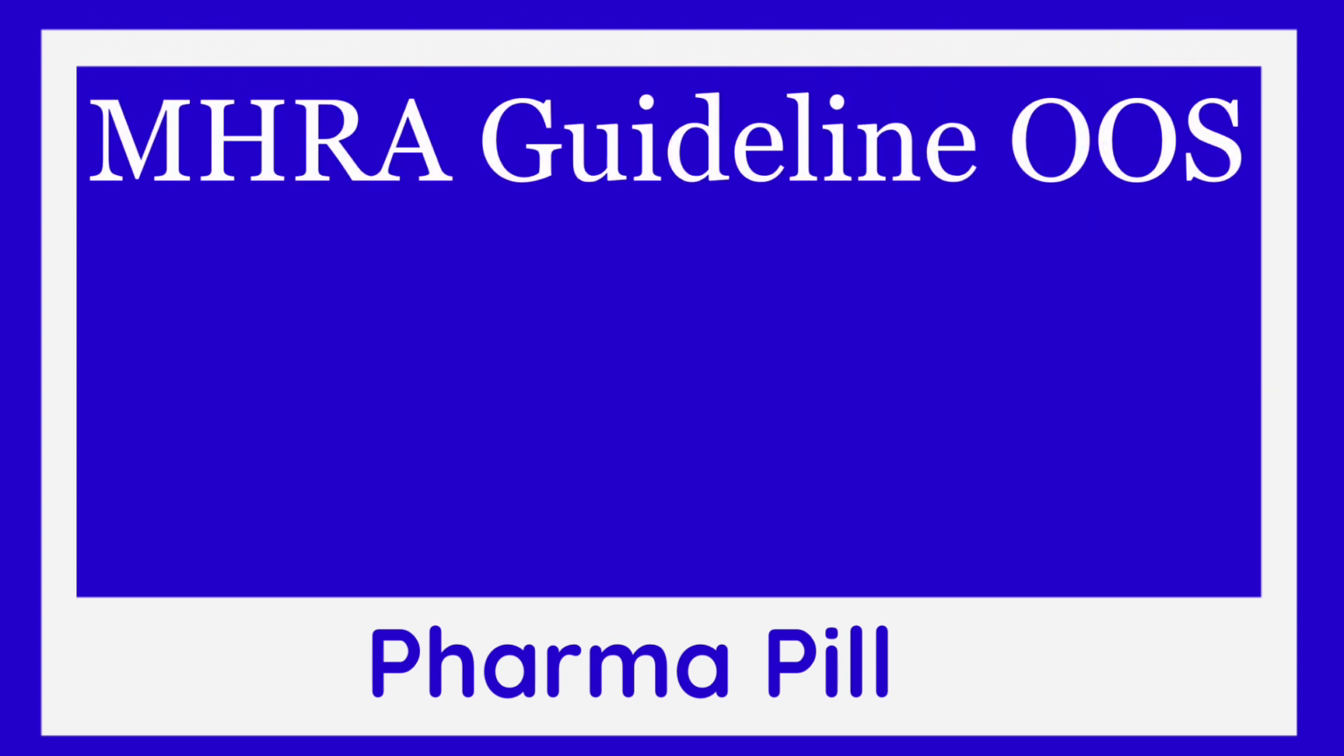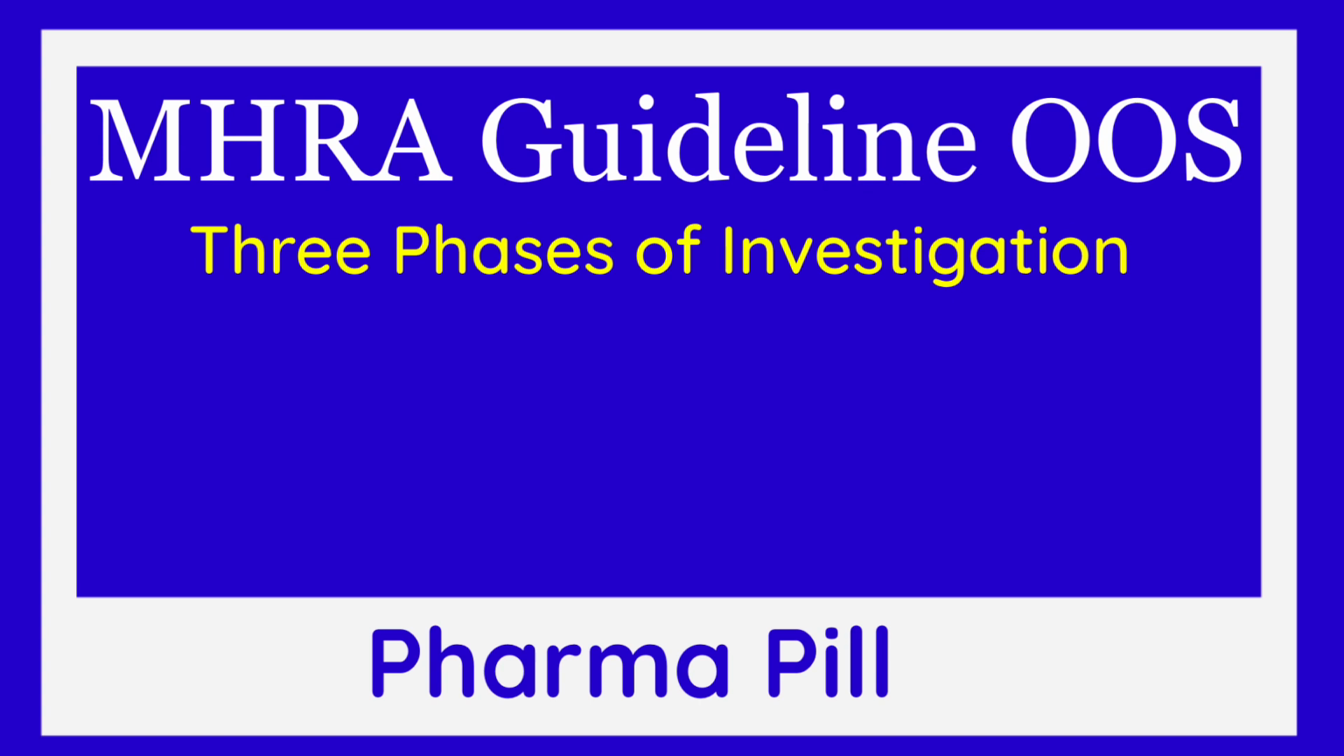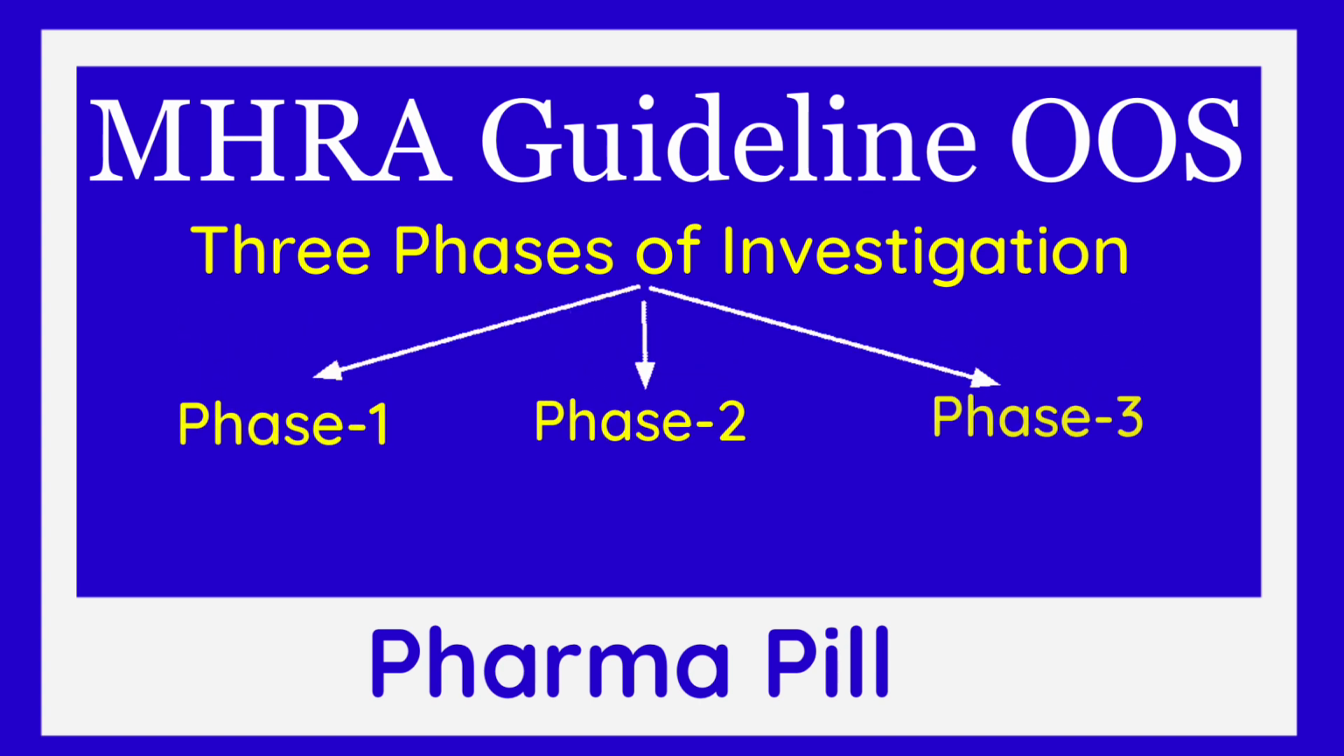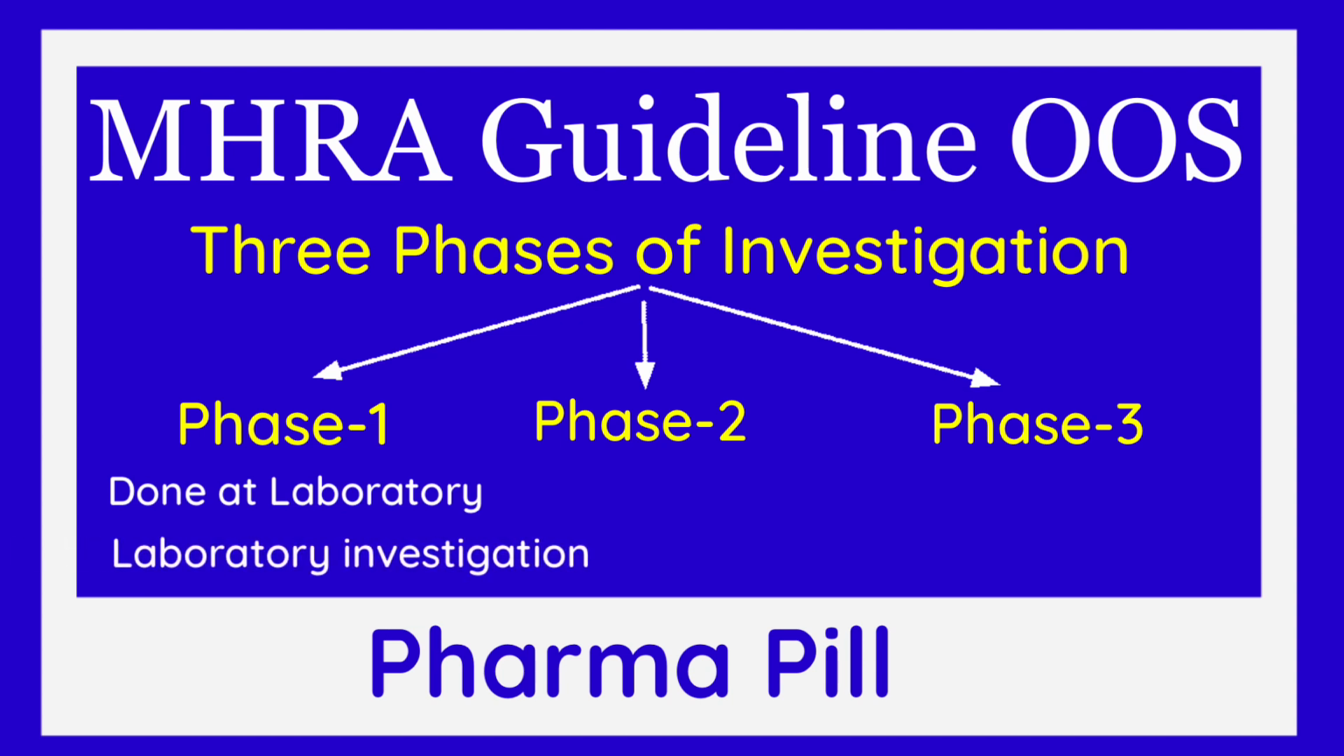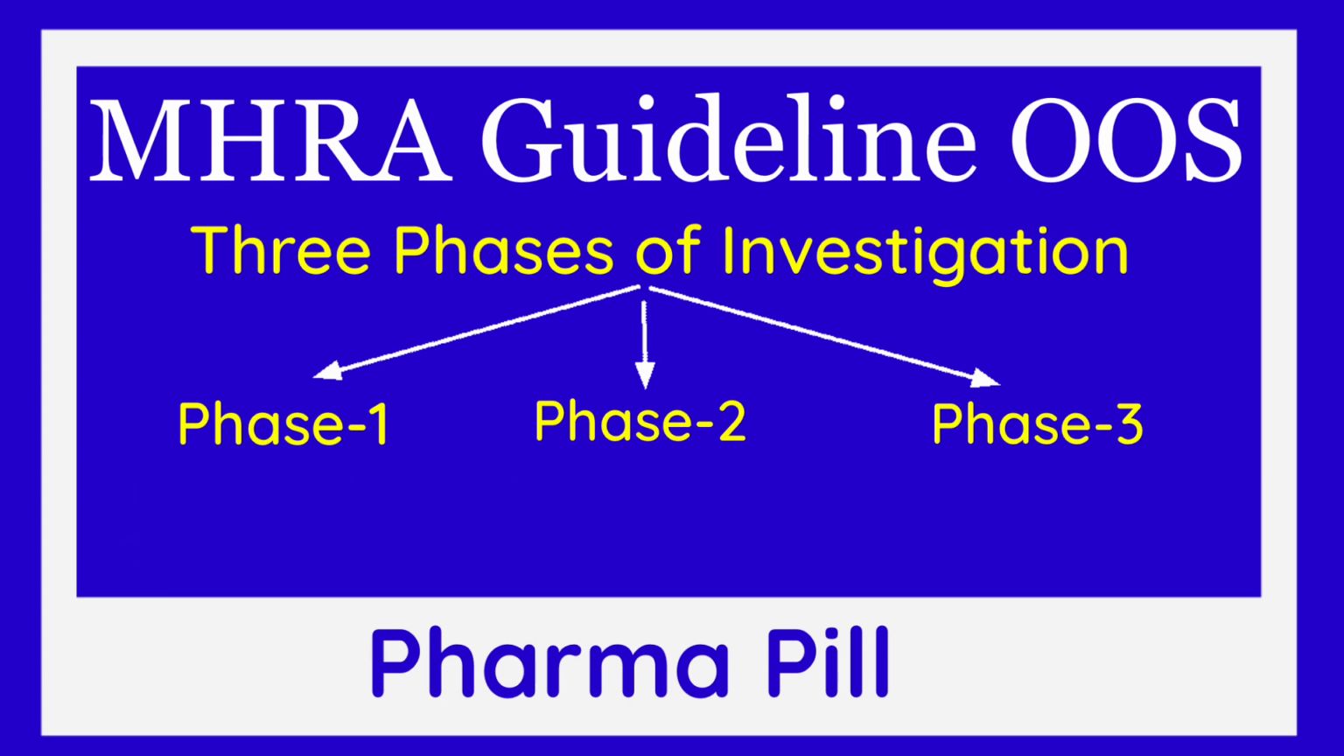As per the MHRA guideline, OOS investigation is divided into three phases: phase 1, phase 2 and phase 3. Let us understand what we will do in each phase. We will begin with the phase 1 investigation. Phase 1 investigation is done at the laboratory, and this is the reason phase 1 investigation is also known as laboratory investigation. Phase 1 investigation has been further divided into two phases: phase 1A and phase 1B. Let us understand phase 1A investigation first.